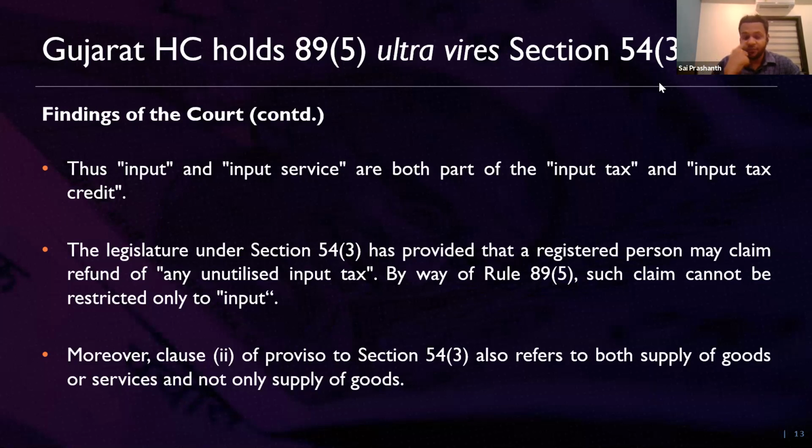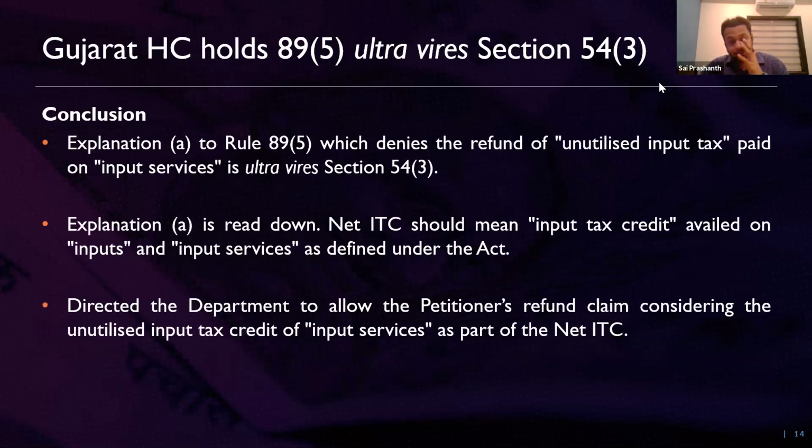So what was the finding, the actual conclusion? They said explanation A to rule 89.5, which defines what ITC or net ITC is, which denies the credit of unutilized ITC paid on input services, is ultra vires section 54.3.